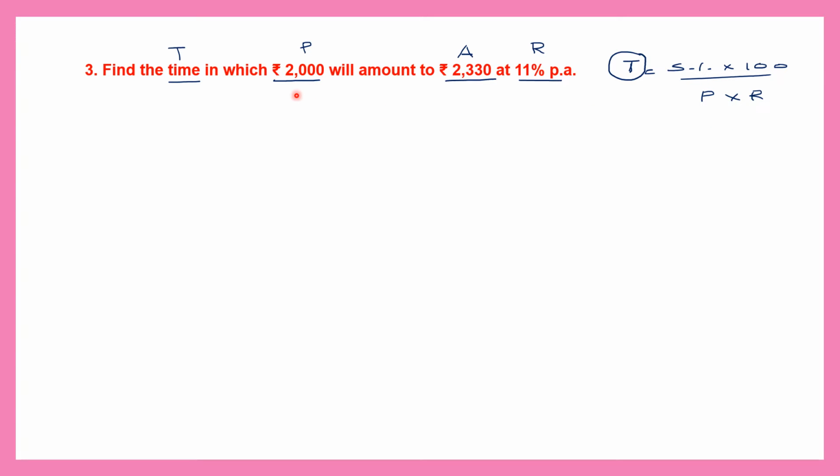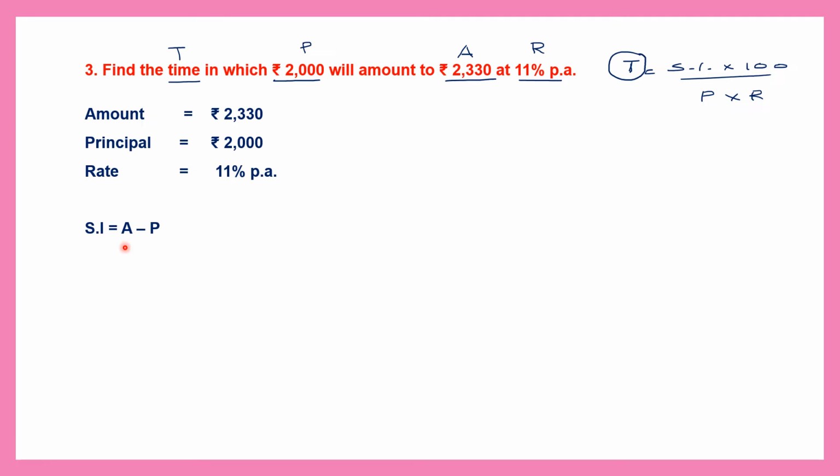Now as you can see, principal is given. Rate of interest is given. But what is missing? Simple interest is missing. So first we have to find out simple interest, and then only can we find the time. So first let's write what's given to us. Amount is given to us. Principal is given to us and the rate of interest is given to us. So now we need to first find simple interest. Only then can we find time. So how do we find simple interest?